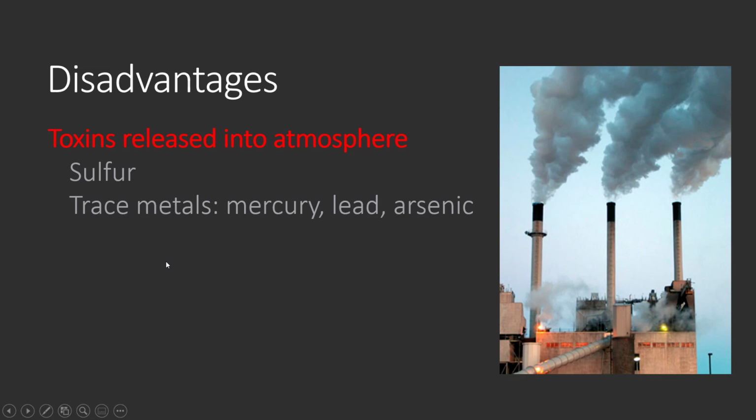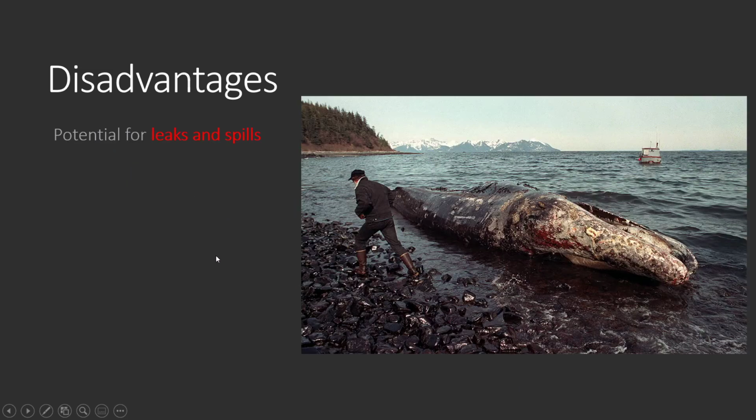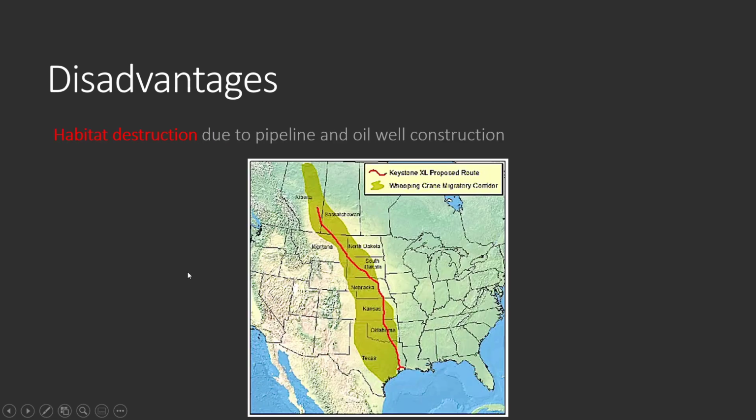Some of the disadvantages, of course, there is sulfur released into the atmosphere and trace metals like mercury, lead, and arsenic. There are potential for leaks and oil spills. You hear about them all the time, I'm sure. There's also a huge amount of habitat destruction with pipelines and oil well constructions.